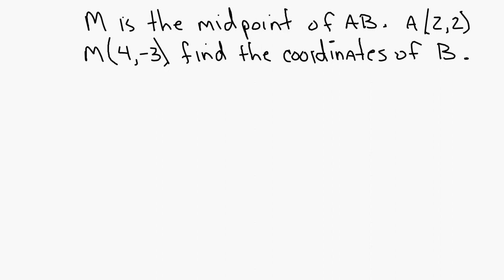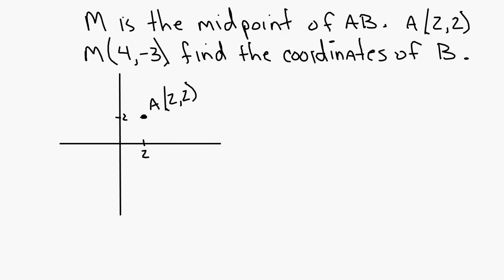All right, so let's do a coordinate plane. 2, 2, and so you got this picture. If we put 2, 2 on it, there's point A. It's at 2, 2. Point M is at 4, negative 3. So 4, negative 3. There's the middle.